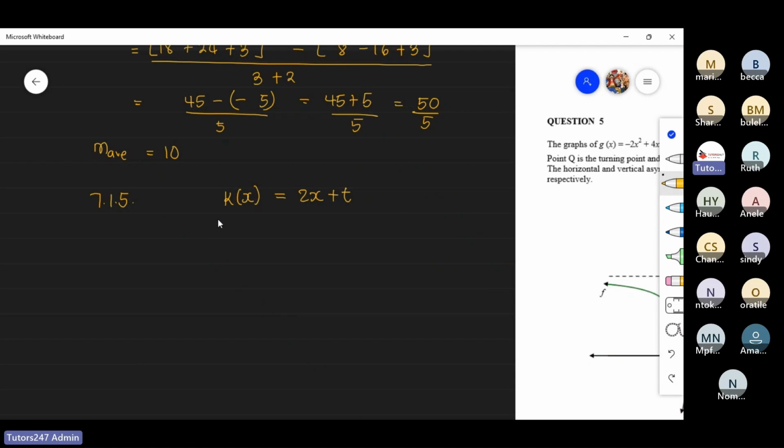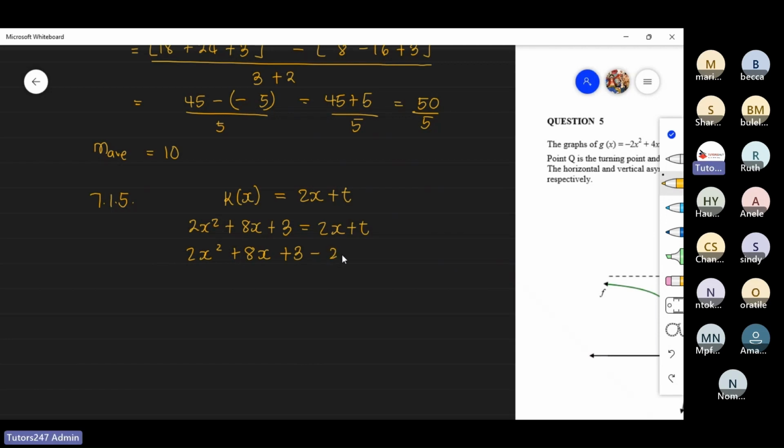When two functions intersect, they have the same x and the same y value at that point. So our value, or our equation of k of x, is 2x squared plus 8x plus 3 equals 2x plus t. From here, we're going to take everything from the right and move it over to the left so that we can simplify the function.